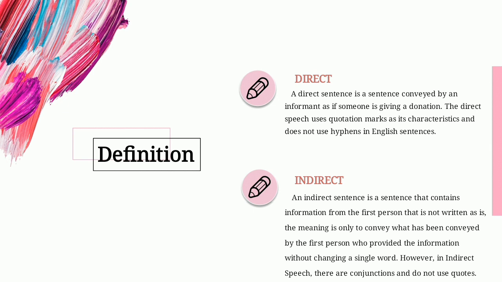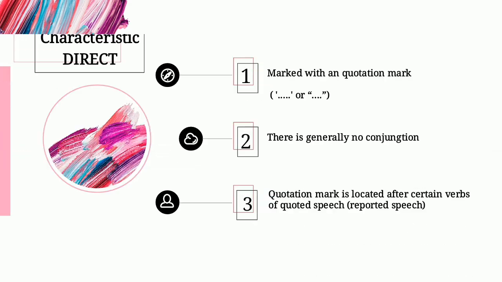Definition of indirect. An indirect sentence is a sentence that contains information from the first person that is not written as is. The meaning is only to convey what has been conveyed by the first person who provided the information without changing a single word. However, in indirect speech, there are conjunctions and we don't use quotes.